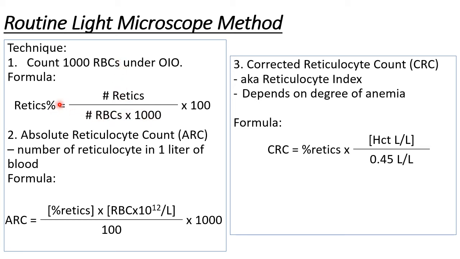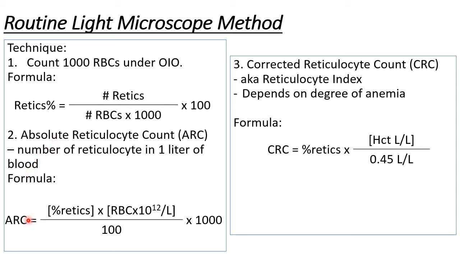And our computation doesn't end there. We have next formulas to follow: the ARC or the absolute reticulocyte count, CRC or corrected reticulocyte count, and later the reticulocyte production index or RPI. So let's discuss ARC first. What does it mean? It is how many reticulocytes there are per liter of blood. So, that is the absolute reticulocyte count.